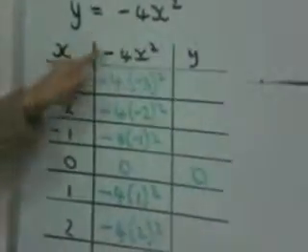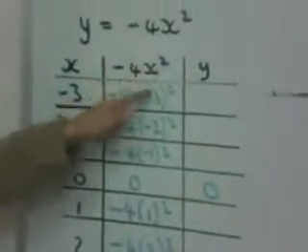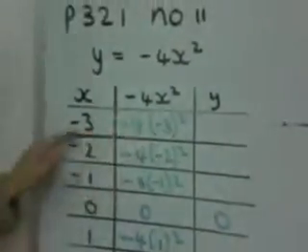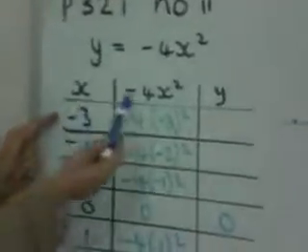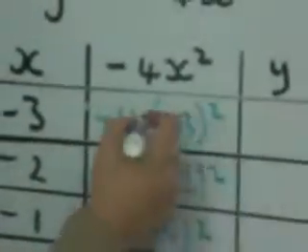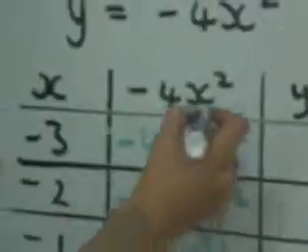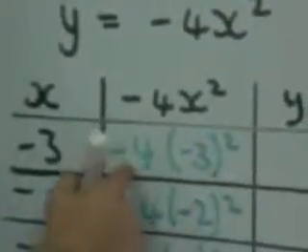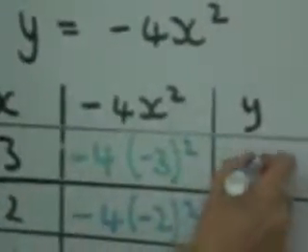Okay, and we're going to make a table of values, put in our equation here, minus 4x squared, and for each x we're going to now plonk in these values. So the first one I have minus 3, which I put in, so that will become minus 3 squared becomes 9 times 4 is minus 36. Okay, quite a big number.